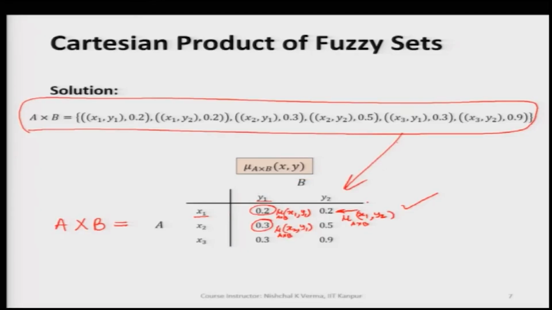The same is represented in this form, and this is actually easier to understand. By just looking at the elements we can understand, and once again I am telling that these elements of the matrix are nothing but the associated membership values, and these membership values are computed by taking the min of the corresponding membership values from fuzzy set A and fuzzy set B.